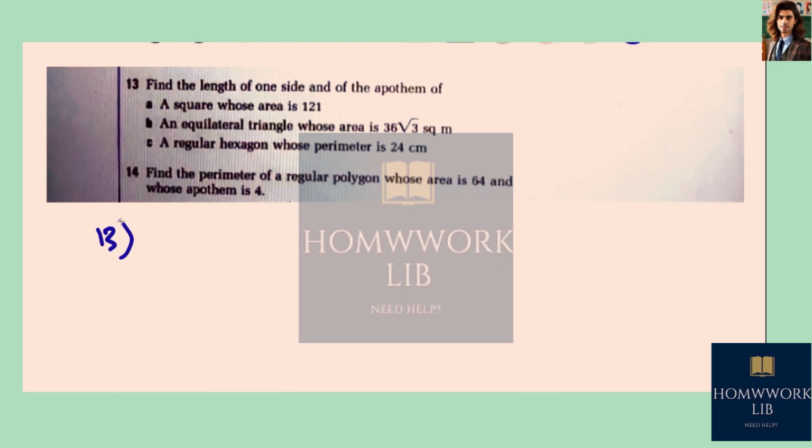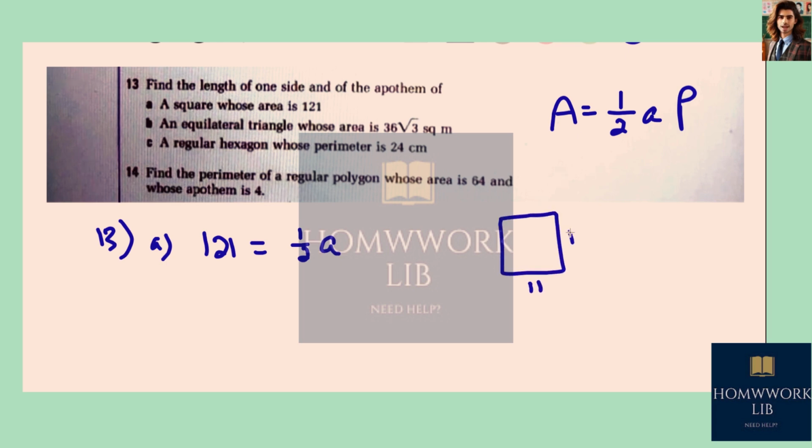All right, number 13, a square whose area is 121. Now, with any regular polygon, the area can be found by taking 1/2 times the apothem times the perimeter. And if you knew that the area was 121 of a square, and we want to find the apothem, well, that square would be an 11 by 11 square to have an area of 121, and that would have a perimeter of 44. So 121 would equal 1/2 of 44 is 22, and 121 divided by 22 is 5.5.